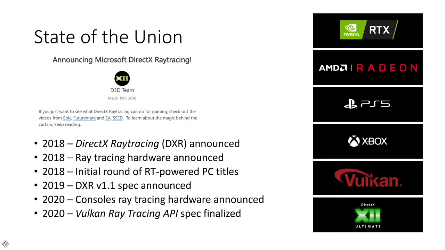Then in 2019, people had a bit more time to play with the API, and it evolved. With all the conversations between Microsoft, the companies listed there, and the developers, the spec for DirectX ray tracing evolved to version 1.1. Following that, in 2020, a new generation of consoles got announced with ray tracing support, which really helped solidify and reinforce the fact that real-time ray tracing is happening across consumer entertainment platforms. And then in 2020, beyond DirectX, the Vulkan API ray tracing spec got finalized by the committee and the various members from industry and people that are in this talk right now.